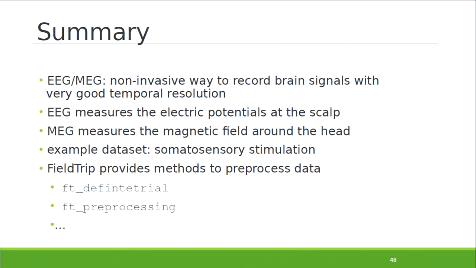I've briefly introduced to you the example dataset with the somatosensory stimulation, and we've looked at different FieldTrip methods that you can use to preprocess your data. So, for example, we talked about ft_definetrial, ft_preprocessing, and so on.